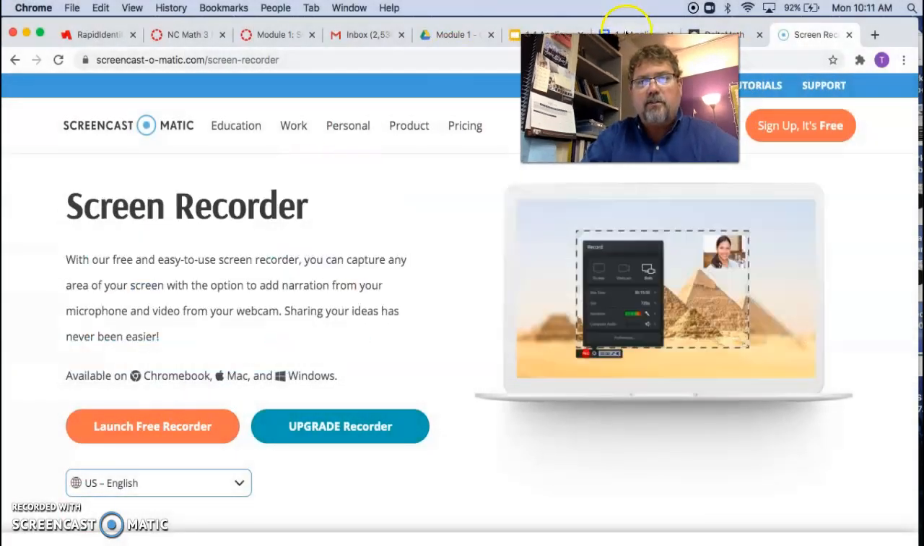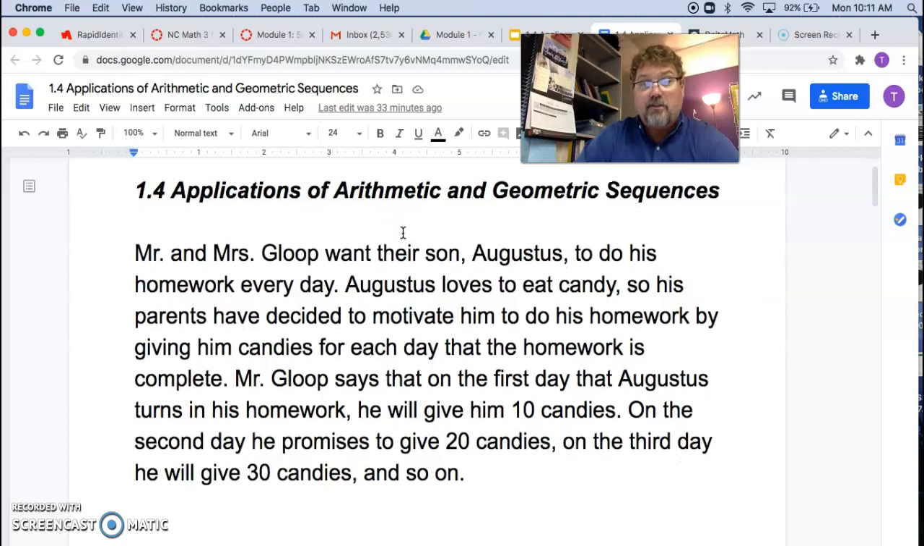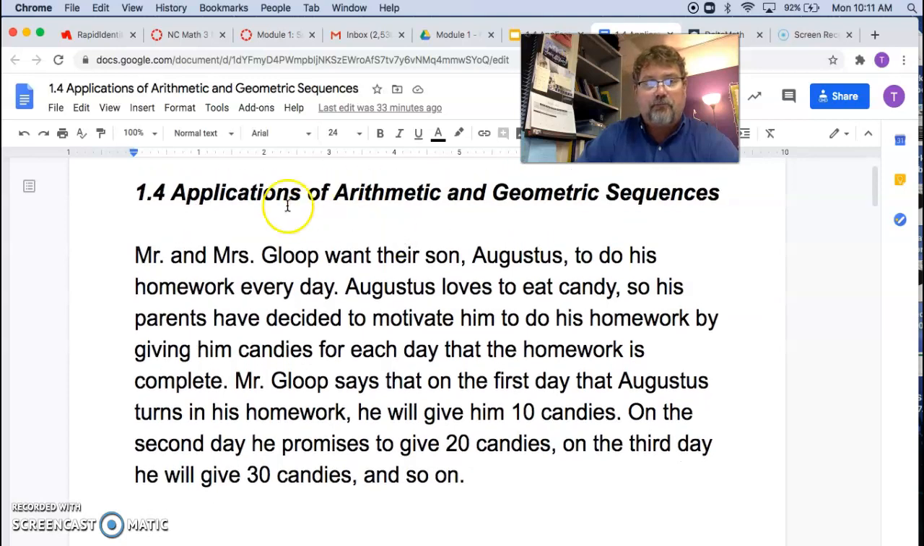asked. Oh, wrong page. But anyway, here we go. So this is 1.4, Applications of Arithmetic and Geometric Sequences. This is in the notes that are posted, and so I'm going to get started reading this, okay?